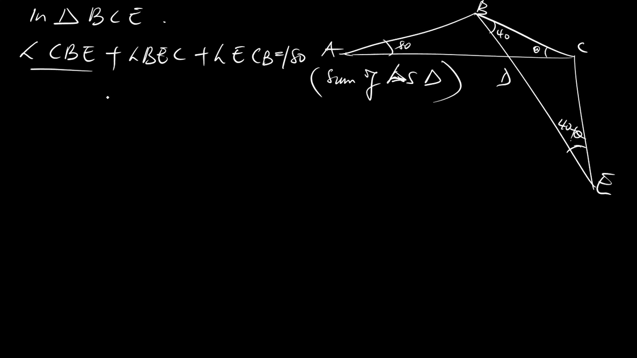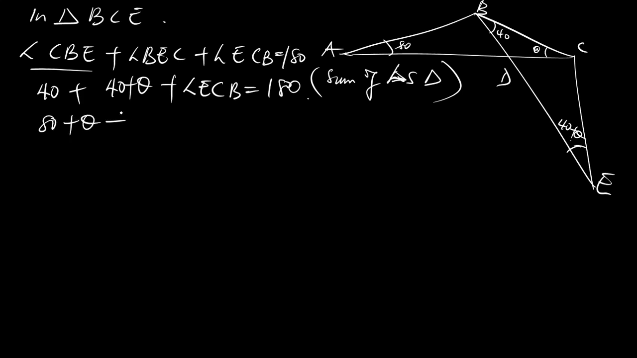So CBE is 40, plus BEC is 40 plus theta, plus, now we're looking for angle ECB. So 40 plus 40 plus theta plus angle ECB is equal to what? 180. So 80 plus theta plus angle ECB is equal to 180.